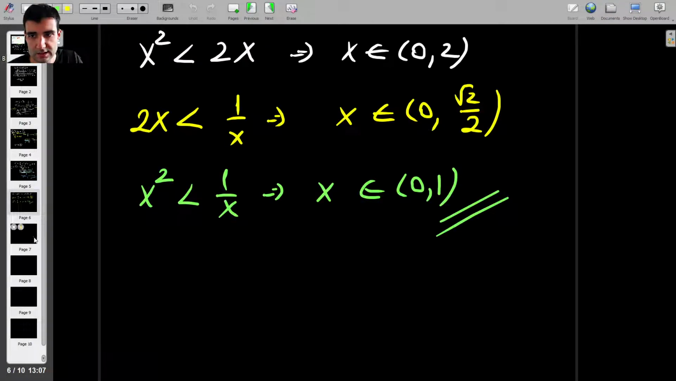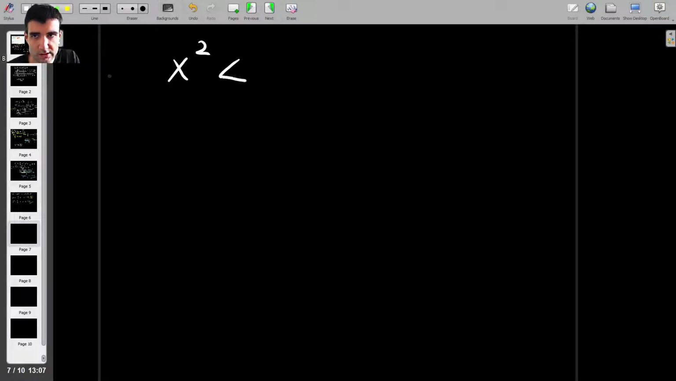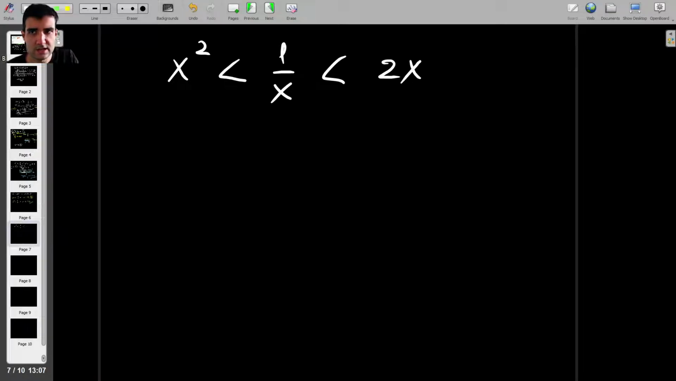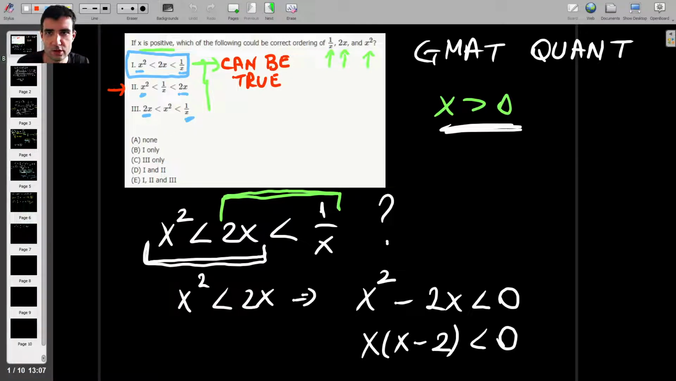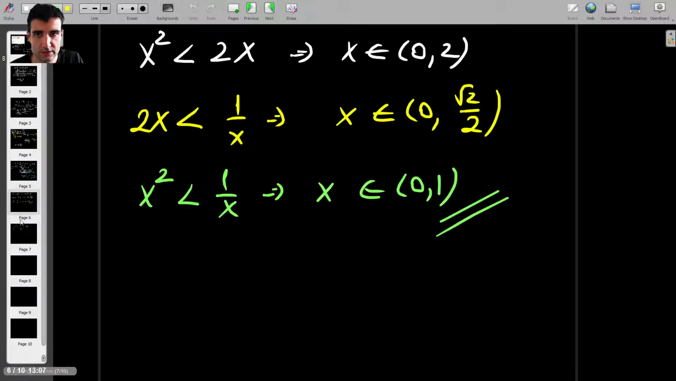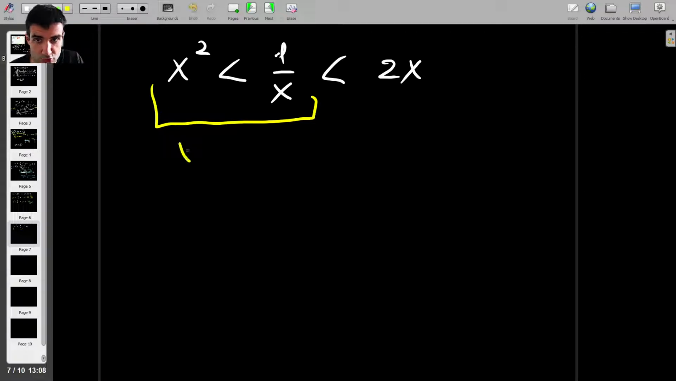So the second statement says that x squared is less than 1 over x and less than, of course, 2x. Right? So all statements have x squared, 2x, and 1 over x. Those are the terms we're trying to order. So let's see when each of those are true. If we look at the first part, x squared less than 1 over x, we know that x squared can be less than 1 over x for x between 0 and 1. So let's write it here. This is true for x between 0 and 1.